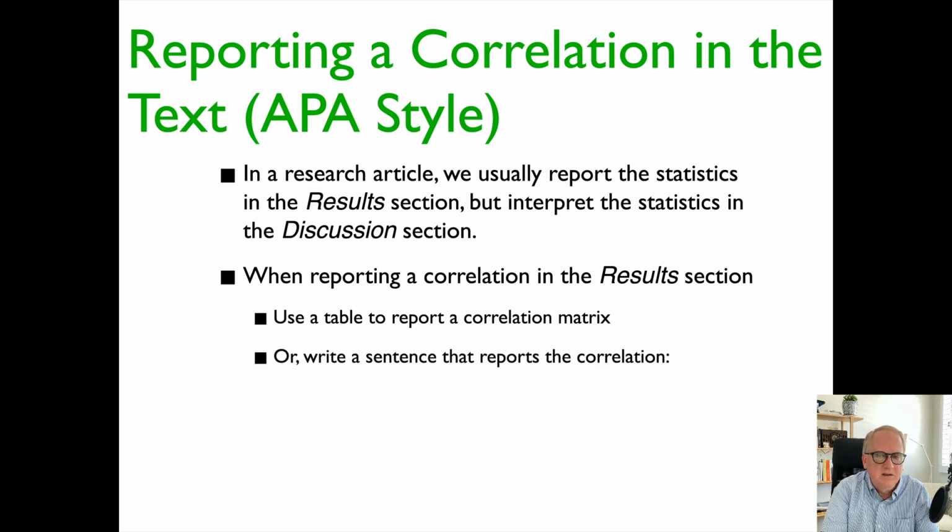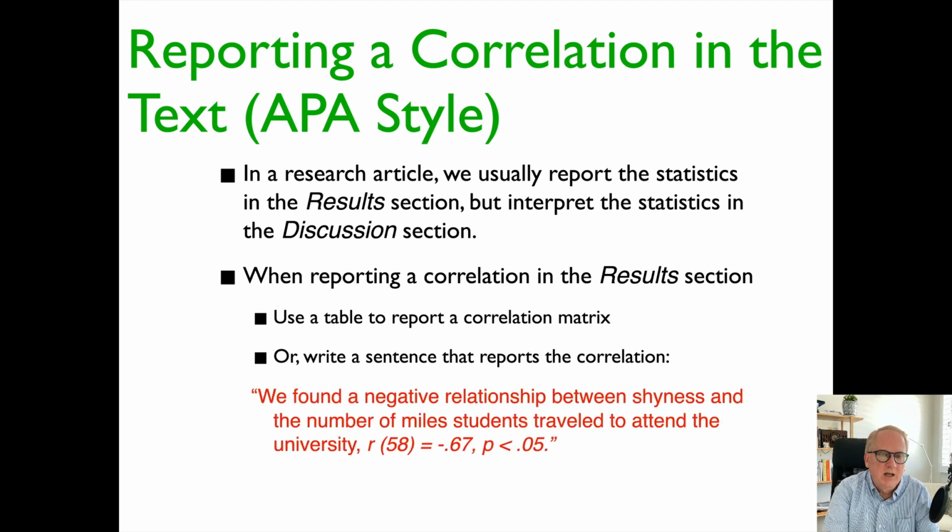Or I could write a sentence that just reports the correlation, where I could say something like, we found a negative relationship between shyness and the number of miles students traveled to attend the university, R, there's my R statistic. In brackets, I put the degrees of freedom, 58. So that must mean that in this particular problem, I had 60 participants, n minus 2, 58, equals, and there's my obtained R, minus 0.67. So again, I could get that from the computer. I could get that by hand by calculating it. And then p less than 0.05 tells me that this is a significant effect at the 0.05 level. So I have a significant relationship between these two variables.